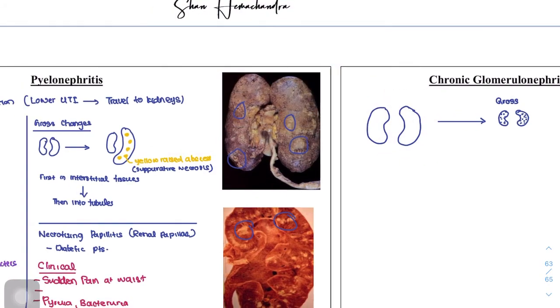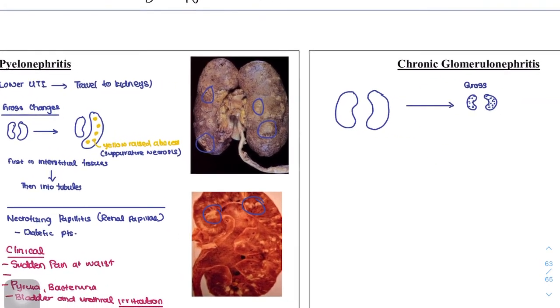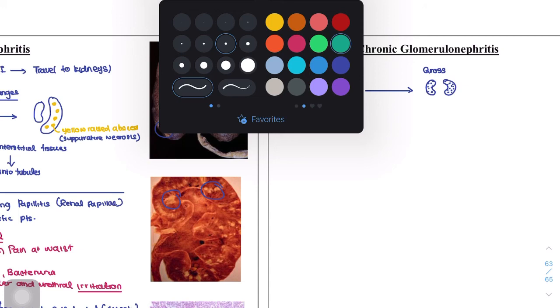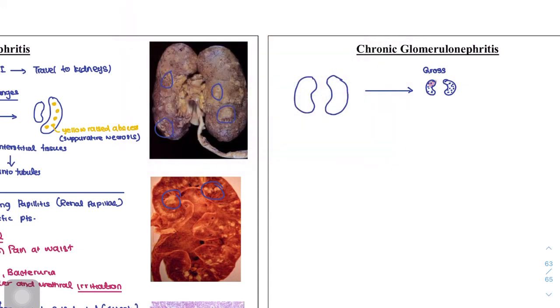That is important because in pyelonephritis, it's usually one kidney. Most of the time, it's just one kidney. But that doesn't mean it can't always be one kidney, because the infection can go to both from the bladder, especially. So we get a contracted kidney, red brown surface and diffuse granular.